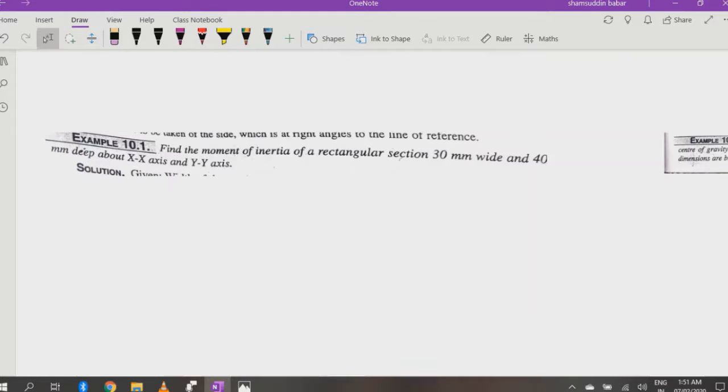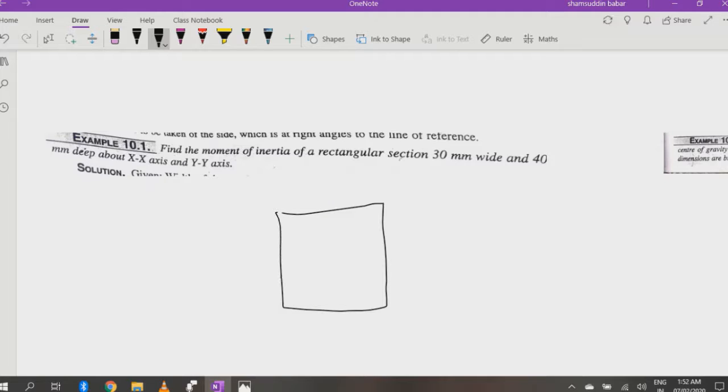This is written here: find the moment of inertia of a rectangle section 30 mm wide and 40 mm deep about x-axis and y-axis. We have a rectangular section, so we can say that we are finding the moment of inertia of a rectangular section, 30 mm wide and 40 mm deep, about x-axis and y-axis.